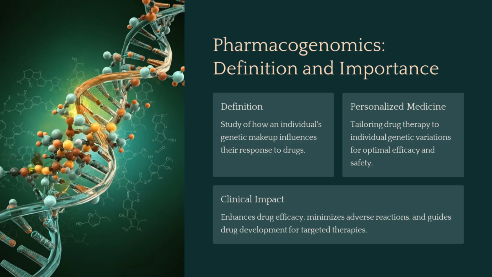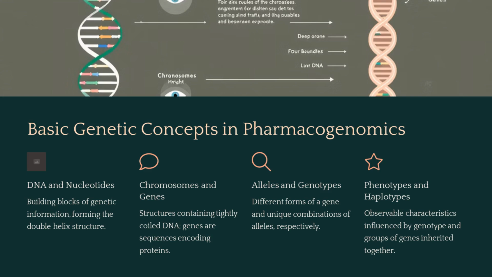Pharmacogenomics studies how genetic makeup influences drug response. It tailors drug therapy to individual genetic variations for optimal efficacy and safety, enhancing drug efficacy, minimizing adverse reactions, and guiding drug development for targeted therapies. Understanding the basic genetic concepts in pharmacogenomics is essential.